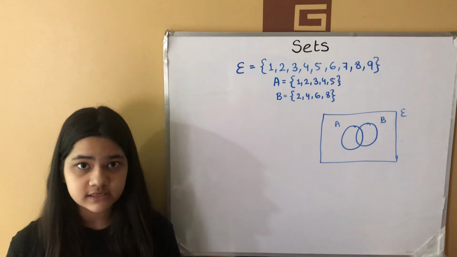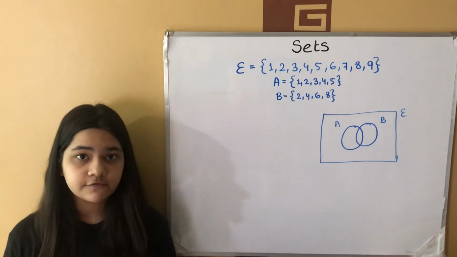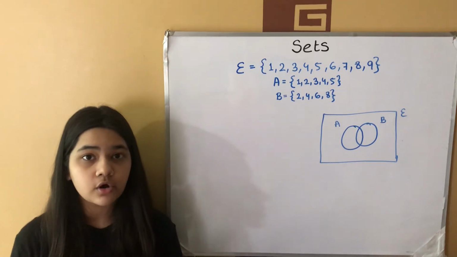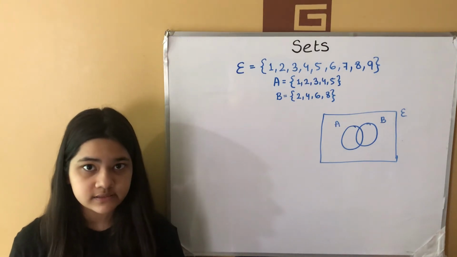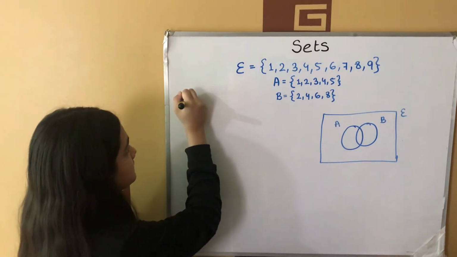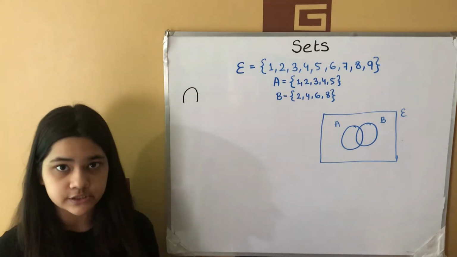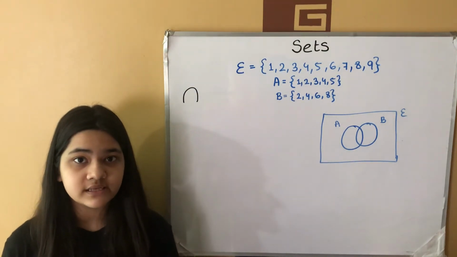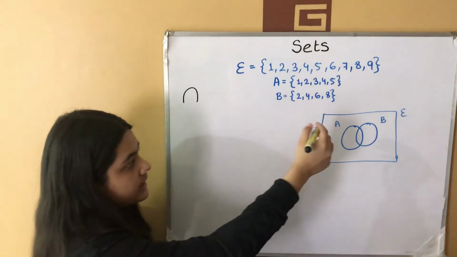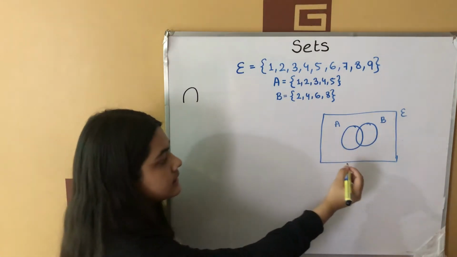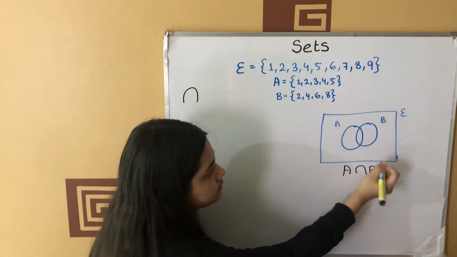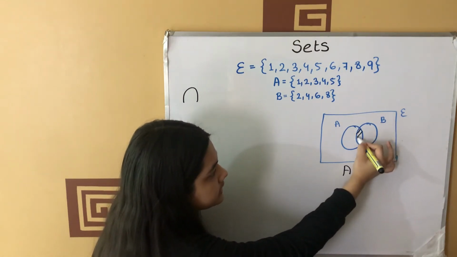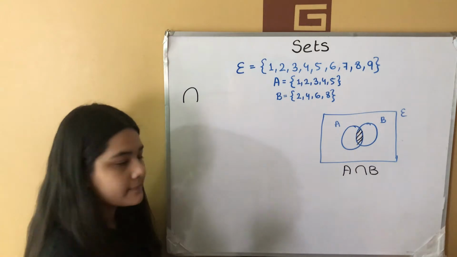After that we have intersection. The intersection of two or more sets contains only the elements which are common in both sets, and intersection is denoted by this notation. To represent this in a Venn diagram, if we have two sets A and B, then the intersection of A and B will be the common part between A and B.